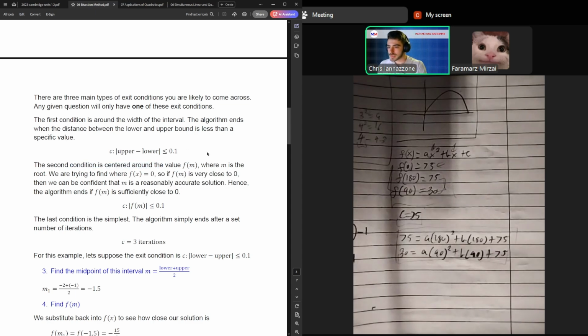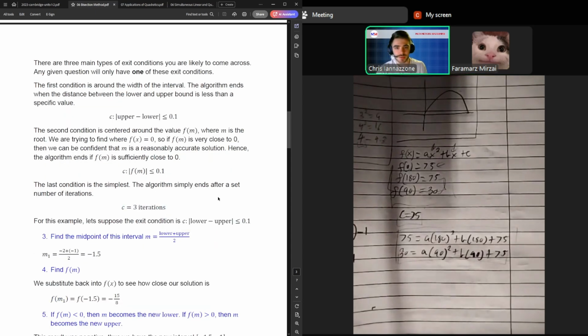The other possibility is we're looking at the specific y value itself. We're trying to get closer and closer to y equals 0. And so let's say we're going to call y anything between plus or minus 0.1 an okay y value. That's close enough to 0. That's one other possible exit condition.